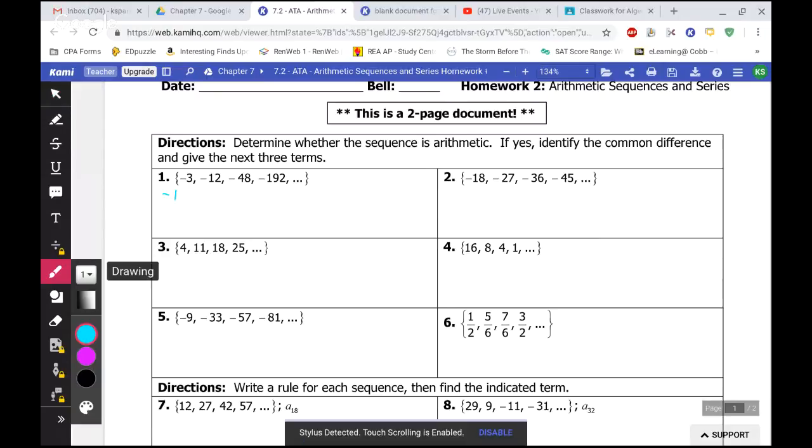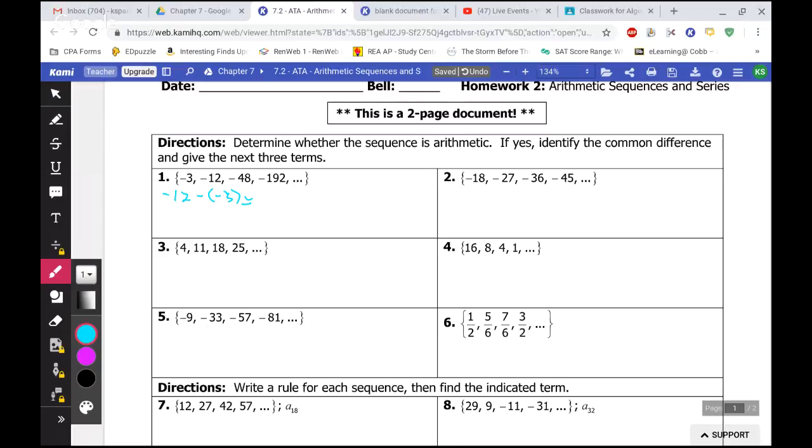Negative 12 minus a negative 3. So that's going to be negative 12 plus 3, which is negative 9. And then if I do negative 48 minus a negative 12, that's going to be negative 48 plus 12, which is going to equal negative 36. So in fact, this is not arithmetic. So the answer would be no.